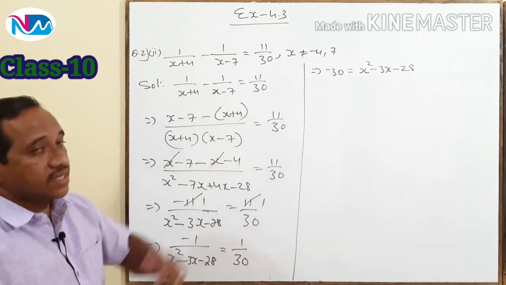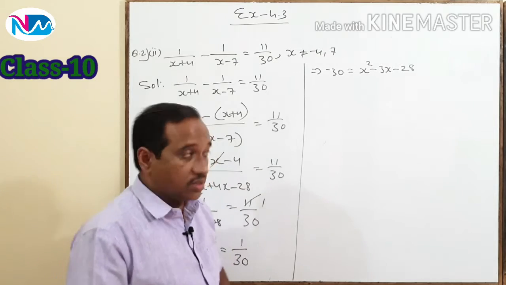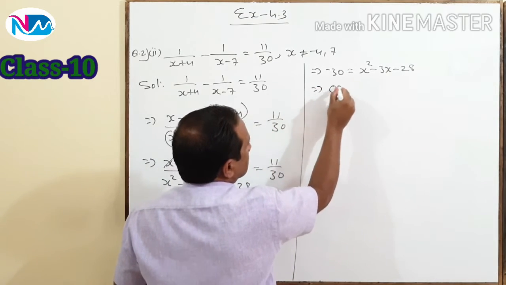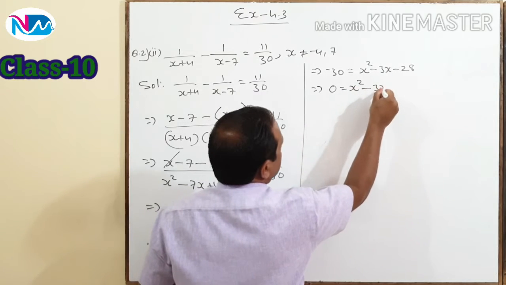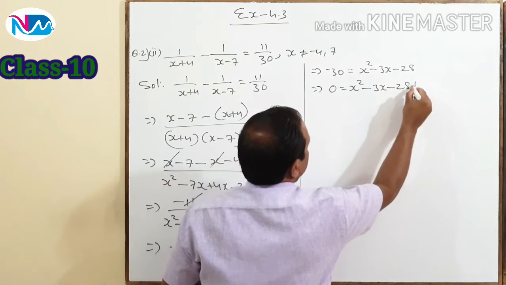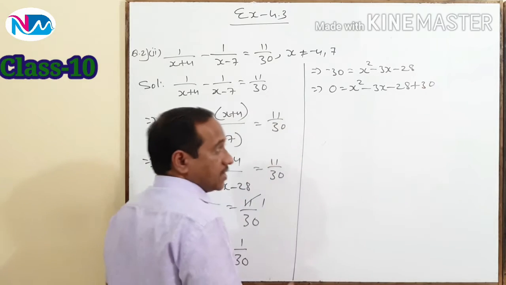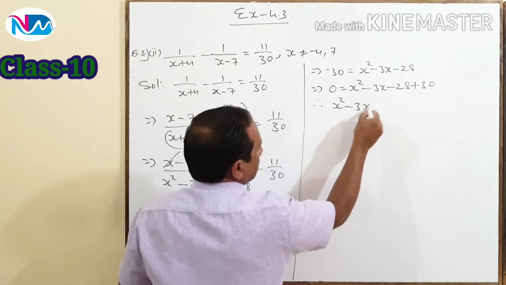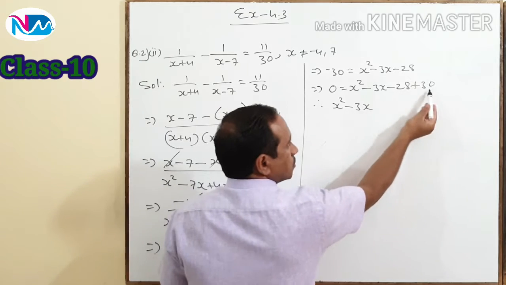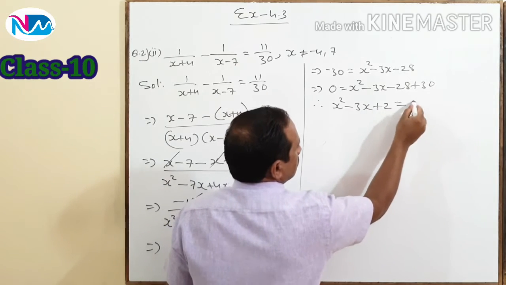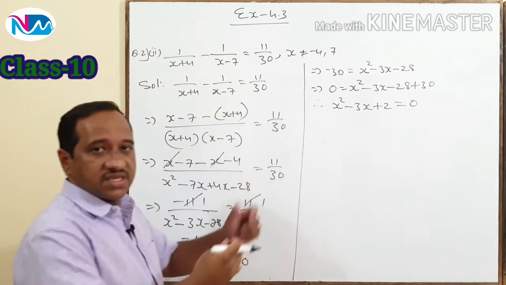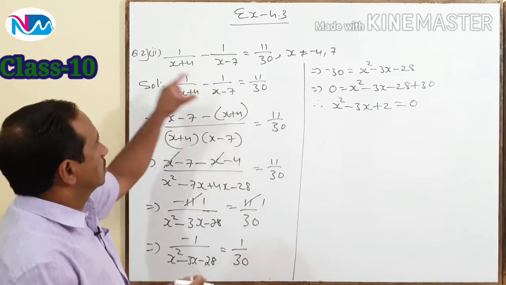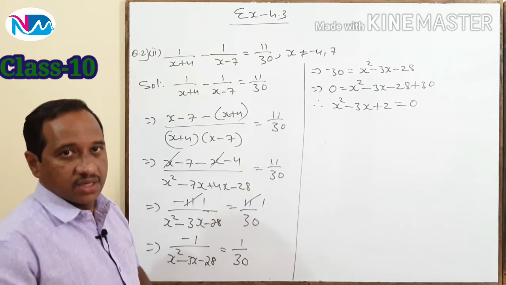We get the same x square minus 3x minus 28. Now I take minus 30 to RHS, so we get 0 is equal to x square minus 3x minus 28 plus 30. Therefore, the quadratic equation is x square minus 3x minus 28 plus 30, that is plus 2, is equal to 0. This is the standard form of the quadratic equation obtained after simplifying the given equation.